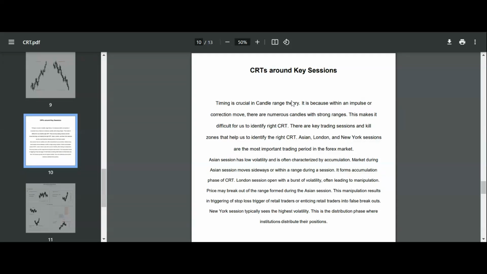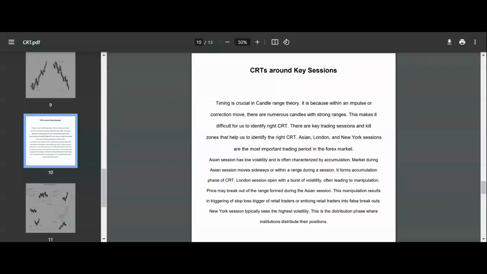CRT around key sessions. Timing is very crucial in trading CRT. If you find it difficult in identifying your CRT candle, or you don't know which CRT candle to trade, then today I have uncovered it all.